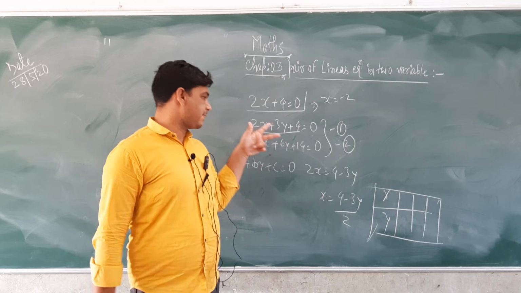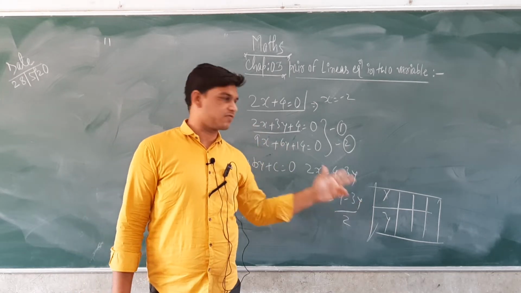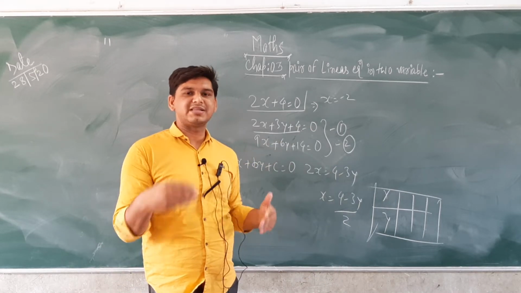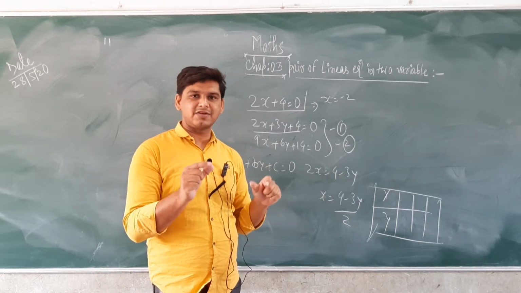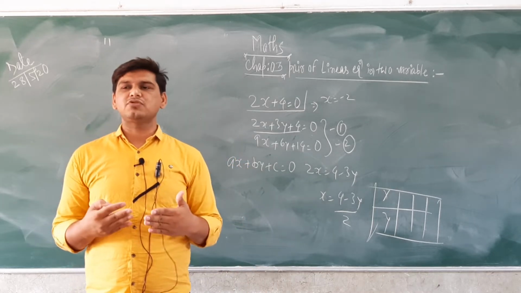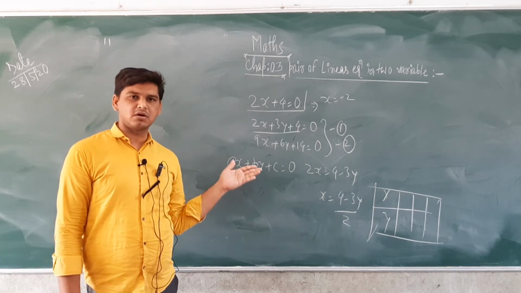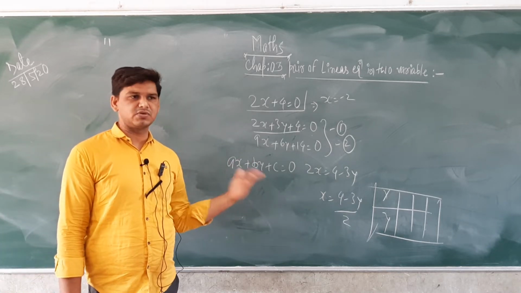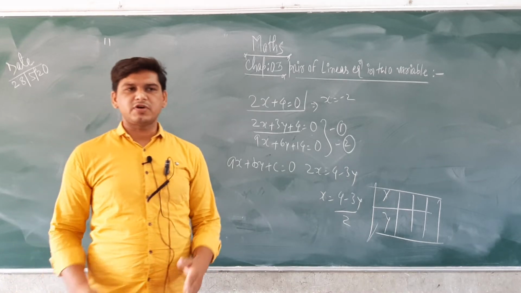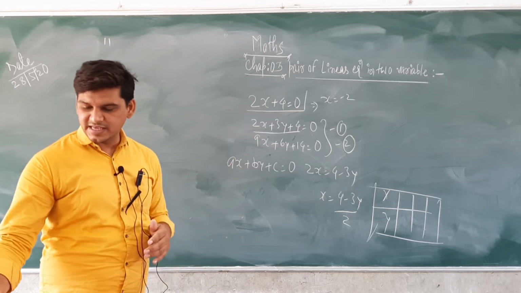But here there is a pair of linear equations, so we have to find two different sets of solutions, and both are represented on the graph paper where the lines intersect each other; that point is called the solution set. So in this chapter we will discuss how to find the solution set of linear equations by using different methods. First of all, it is very important to derive the equations.